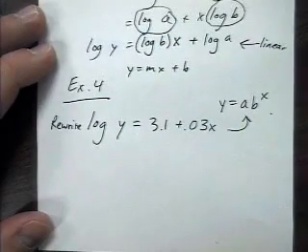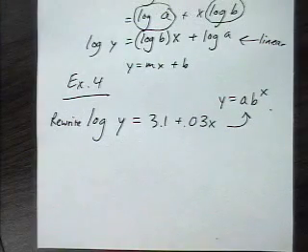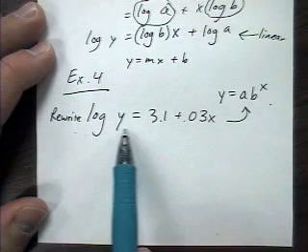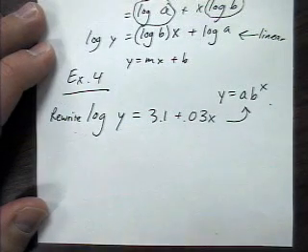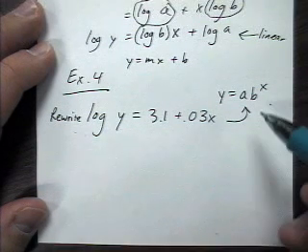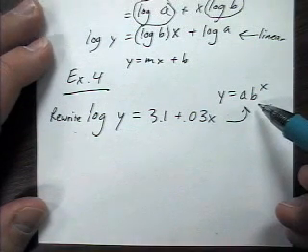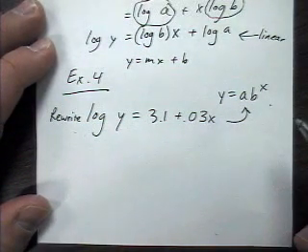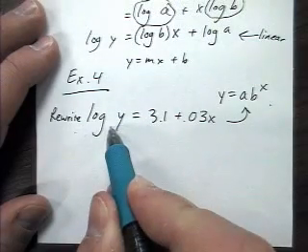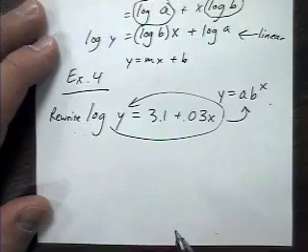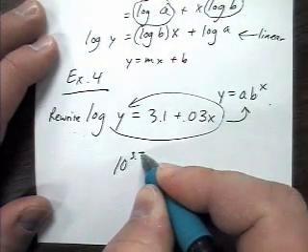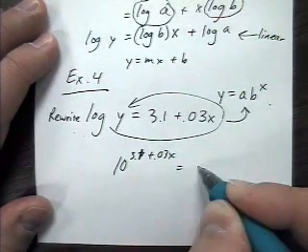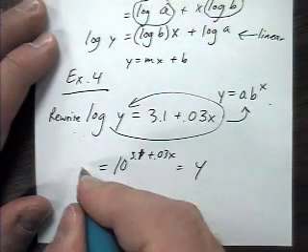So, example 4 is the opposite of that. It's going backwards. It's starting off with something that's in the linear form, right? You got log y and then mx plus b on this side. And they want it to be rewritten into an exponential function. So we're going backwards from the process we just talked about a few seconds ago. So in this case, to get something out of its log form, what are we going to do? We're going to rewrite it into its exponential form. 10 to the 3.1 plus 0.03x equals y. Just for fun, I'll put the y on the other side.